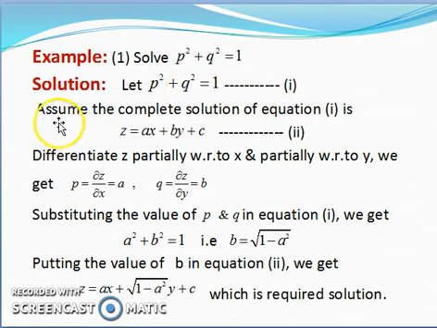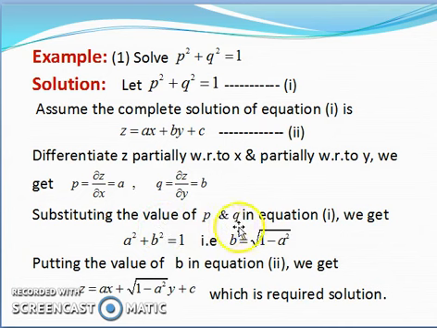By the method, assume the complete solution of equation 1 is z equal to ax plus by plus c, and denote this equation by equation 2. When we differentiate z with respect to x partially and with respect to y partially, we get p, which is equal to dou z by dou x, is equal to a, and q equal to dou z by dou y is equal to b.